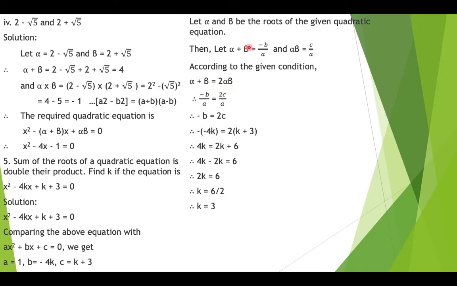Since alpha plus beta is equal to minus b by a and alpha beta is equal to c by a, we get minus b by a is equal to 2c by a. So substituting the value of minus b, the value of b over here is minus 4k. When you substitute this, we get minus of minus 4k is equal to 2 times c. Value of c is k plus 3, so it is 2 times k plus 3. After solving this, we get k is equal to 6 by 2. We get k is equal to 3.